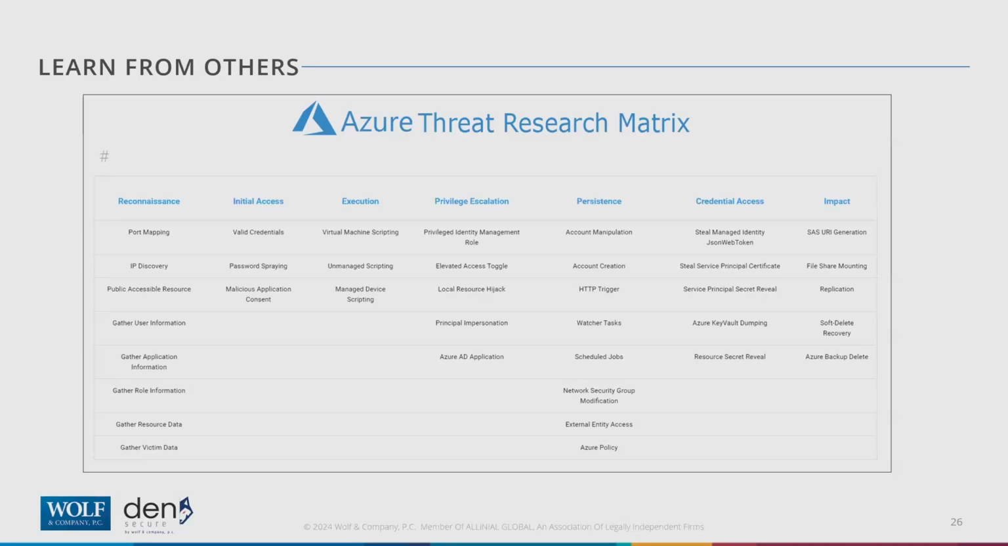So if I talk about credential dumping, or if I talk about phishing, we can all classify that with a technique ID and identifier that anyone can really understand. The Azure Threat Research Matrix is pretty much the same thing, but applied specifically to Azure. And that allows you to track and classify these different types of attacks that happen post-compromise.